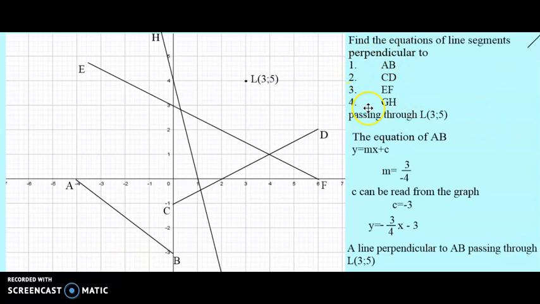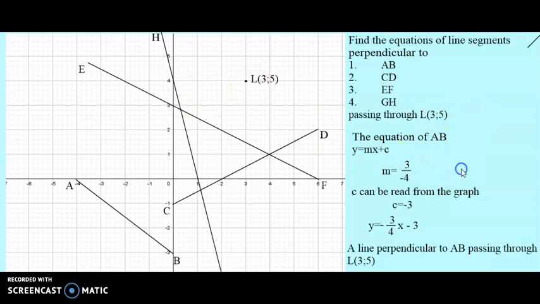So we had 4 to do. The first one is covered. What is the equation of the line segment that is perpendicular to CD, but also passes through that point? EF and passes through that point. So I need to find where it cuts the y-axis, and then HG, and it passes through that point.